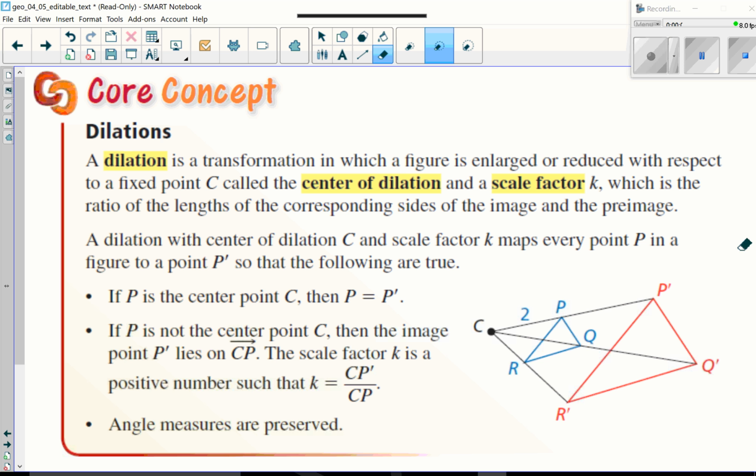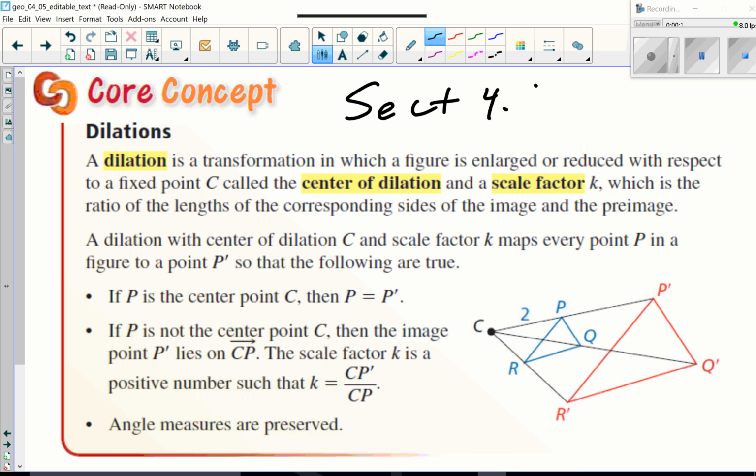Hey everyone, we're here for another lesson. This lesson is over section 4.5. Section 4.5 is going to be over dilations. So we got section 4.5 here.